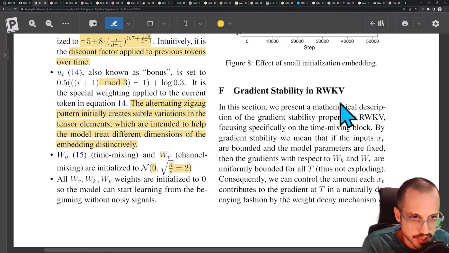Gradient stability. We present a mathematical description of the gradient stability. If the inputs XT are bounded and the model parameters are fixed, then the gradients with respect to WK and WV are uniformly bounded for all T. So this is the key point. If the inputs are bounded, one way to ensure that is to layer norm them, right? You normalize them so you know they're always going to be between.